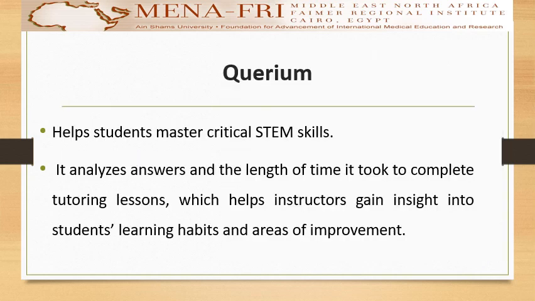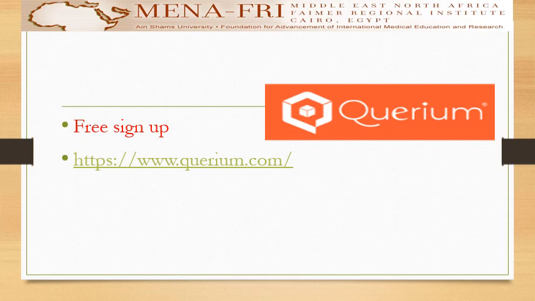Number seven, Quarium. This tool helps students master critical STEM skills, which are science, technology, engineering, and mathematics. It analyzes answers and the length of time it took to complete tutoring lessons, which helps instructors gain insight into students' learning habits and areas of improvement. You can use this link for Quarium.